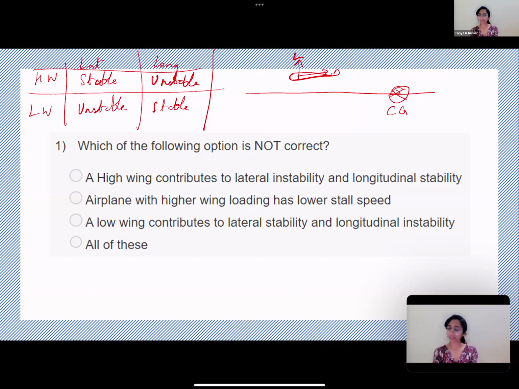Unstable. Why is it unstable if it is just wing? Wing is a destabilizing component, yes, but why? So what is the component that stabilizes? In the longitudinal case, wing alone configuration is unstable. It creates pitch up moment.